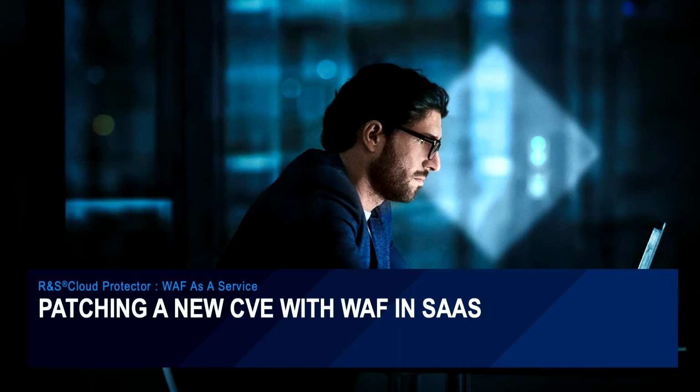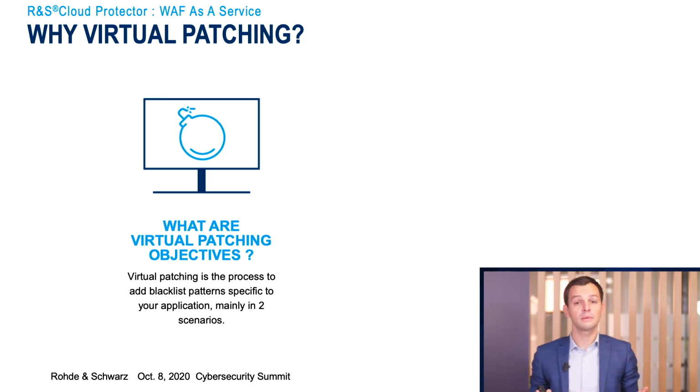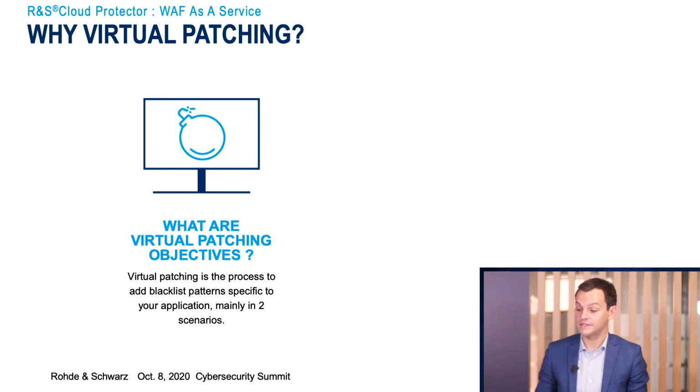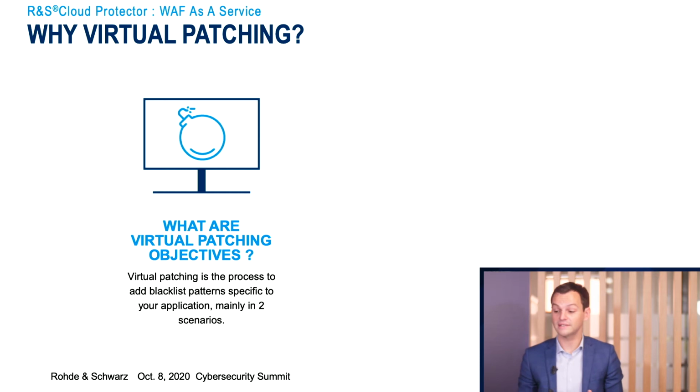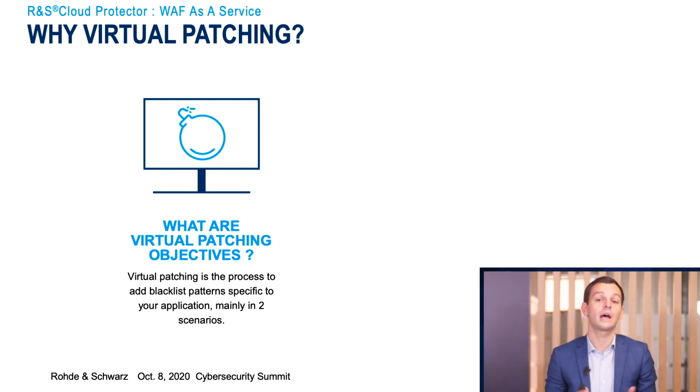So we'll now watch how to patch a new CVE with the WAF in SaaS. So why virtual patching? You can see now the objective. Virtual patching is the process to add blacklist patterns specific to your application, mainly in two scenarios.